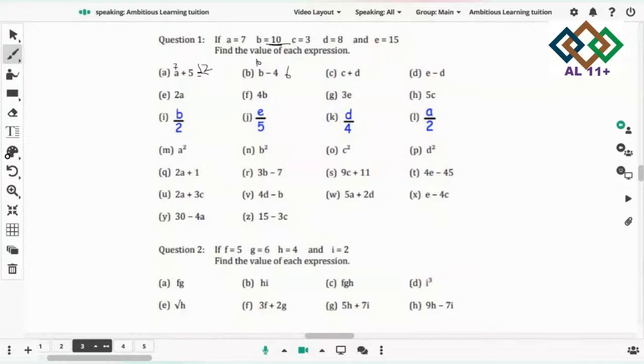So now you're on number C. Number C is c plus d. Your c is 3 and your d is 8. So you are doing 3 plus 8 for this one. And your answer for this one would be 11. The same thing with this, e minus d. Your e is 15, and you're minusing it by d. Your d is 8. So now you have 15 minus 8, that gives you guys 7.